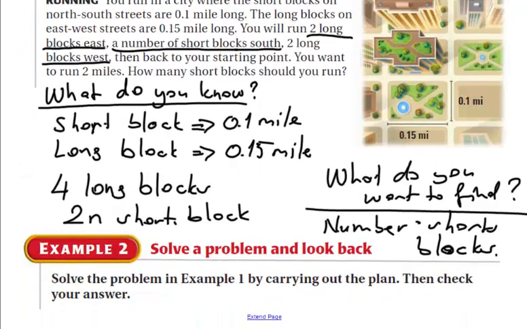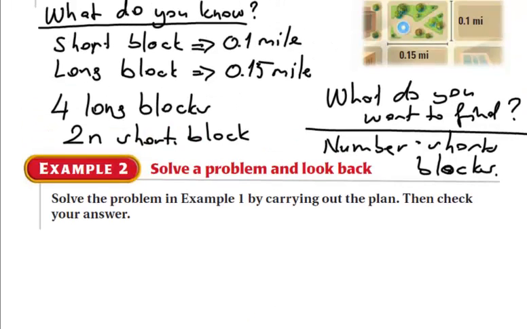And now we're going to solve the problem. The second example is the continuation of the first example. It says solve the problem in example 1 by carrying out the plan, then check your answer. So we can just go with our second step, which says find a way. I think we need to write an equation. When we write an equation, we have to make that equation equal to 2, which means 2 miles. Then we can find our variable n. So let's just work out the equation.